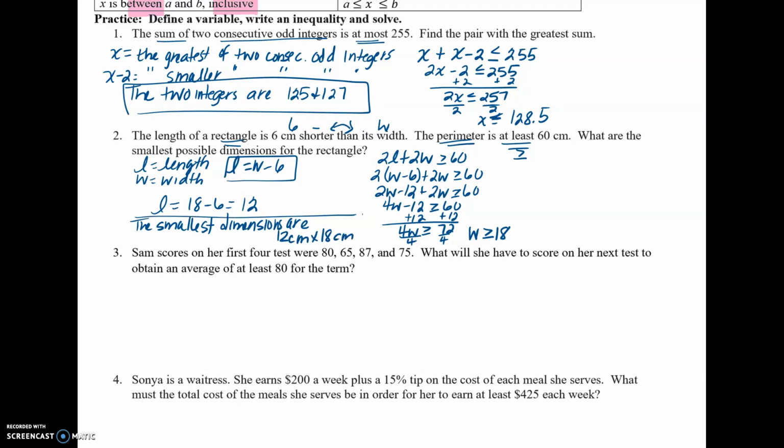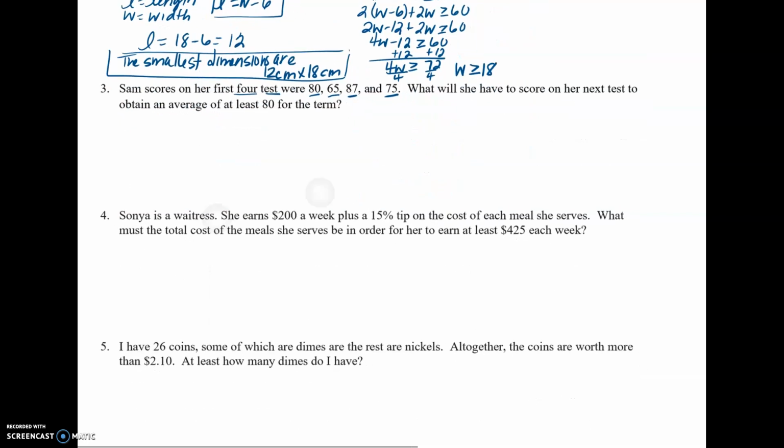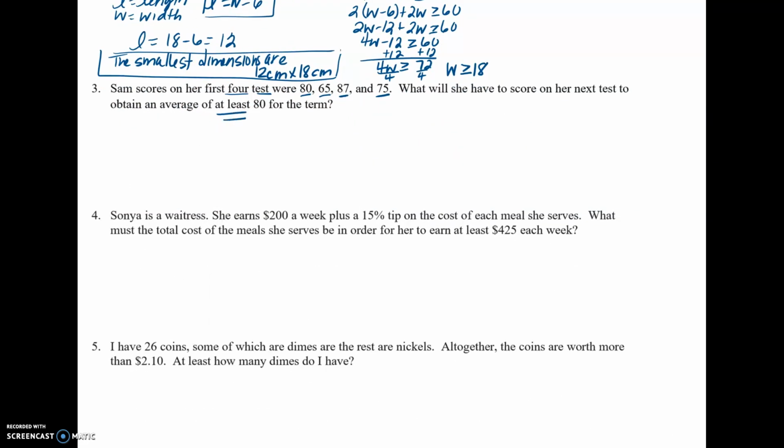Perfect. Okay. Sam's scores on her first 4 tests were an 80, a 65, an 87, and a 75. What will she have to score on her next test to obtain an average of at least 80 for the term? Okay, at least means greater than or equal to again.